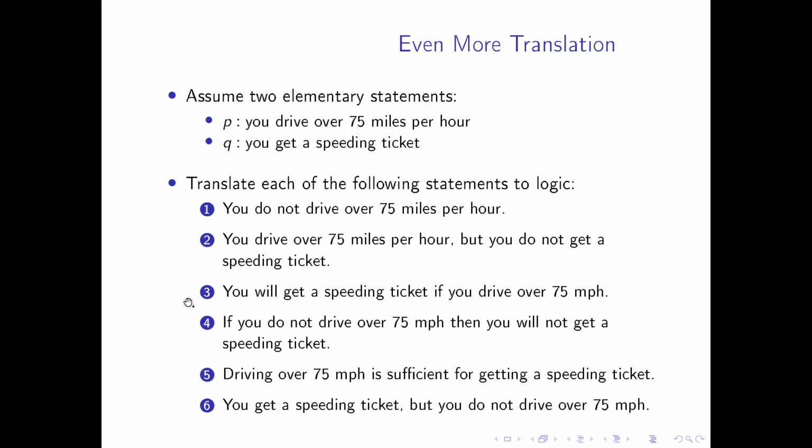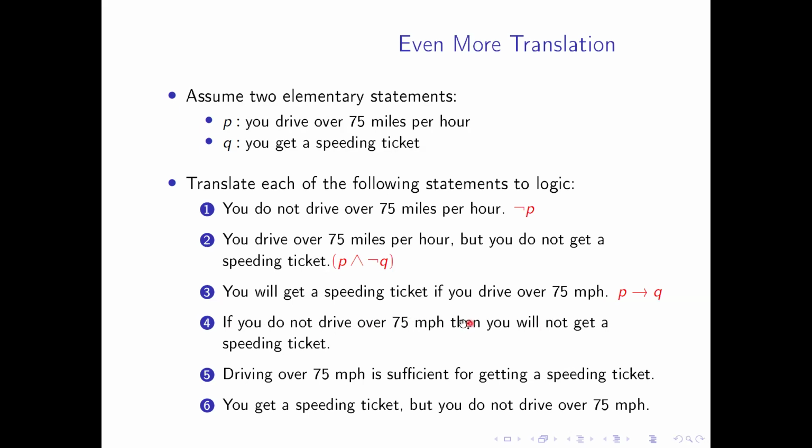Let's break them down one at a time. You do not drive over 75 miles an hour. That is a not P because we're negating the P. You drive over 75 miles per hour, but you do not get a speeding ticket. Now, the question is, what is the but? Really, it's connecting these two things, meaning I'm driving over 75 miles an hour and I did not get a speeding ticket. So that is actually a P and not Q. You'll get a speeding ticket if you drive over 75 miles an hour. Notice the if part is the 75 miles an hour, so that is P implies Q.